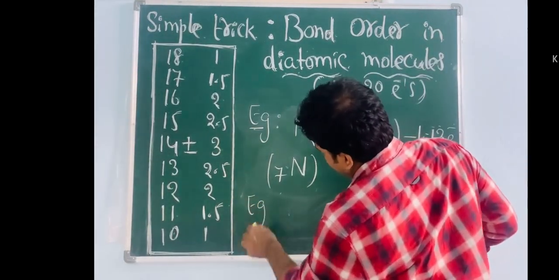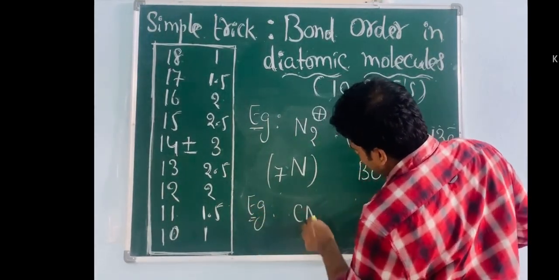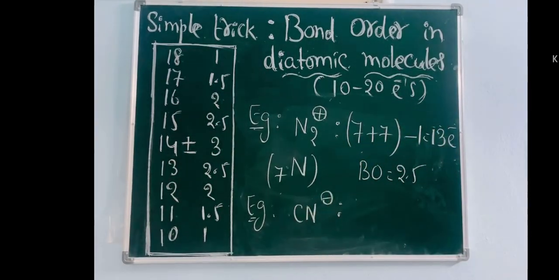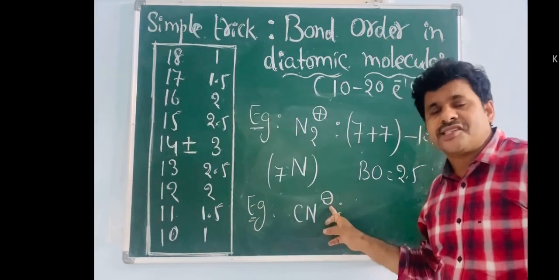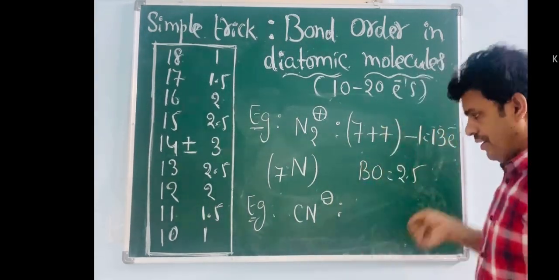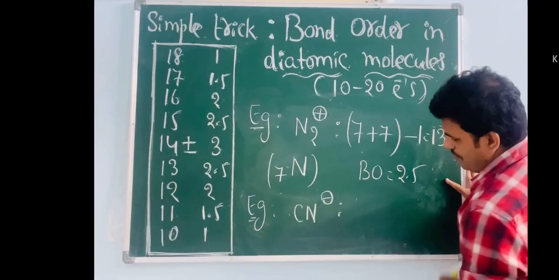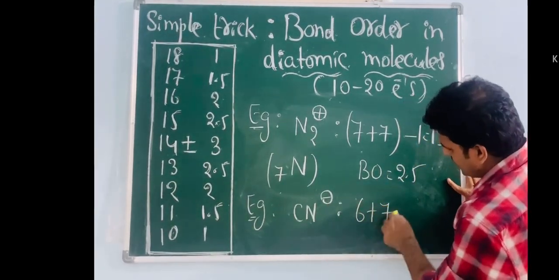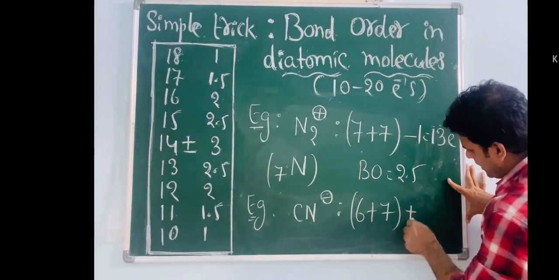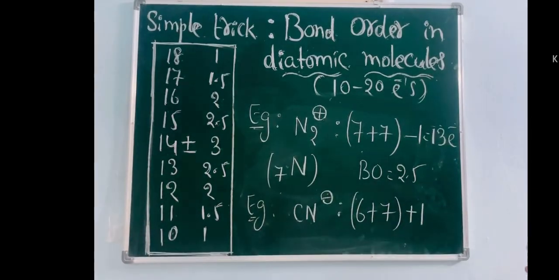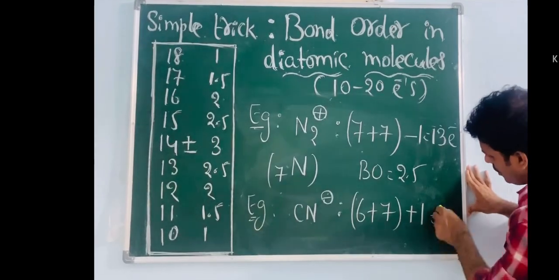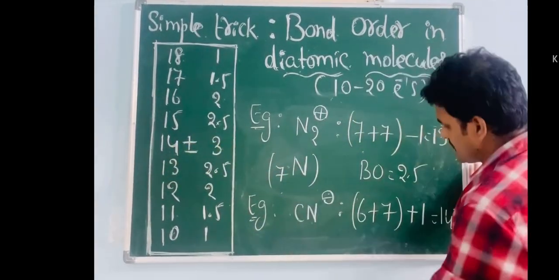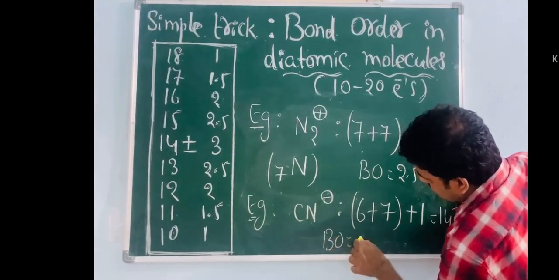Next example, in negatively charged species like CN minus. What is the bond order in CN minus? Here also students, minus indicates gain of 1 electron. So that's why carbon atomic number 6, nitrogen atomic number 7. So 6 plus 7, minus indicates gain of 1 electron, addition of 1 electron, plus 1, that equals 14 electrons. By using our simple trick, 14 electrons indicates bond order 3.